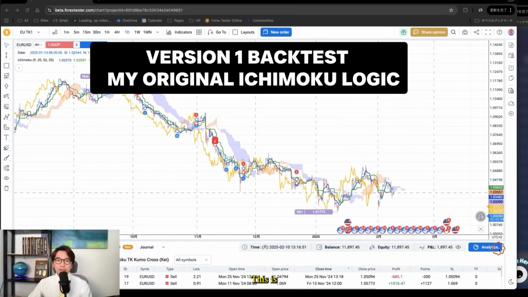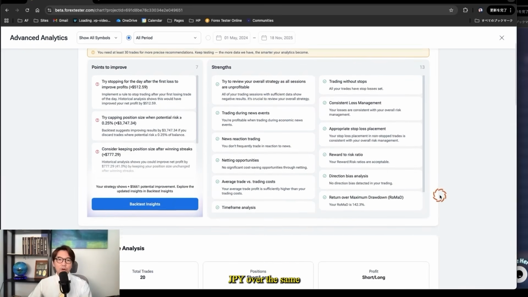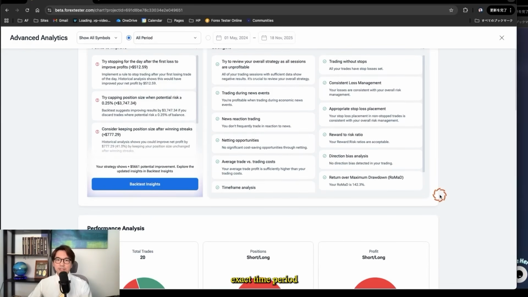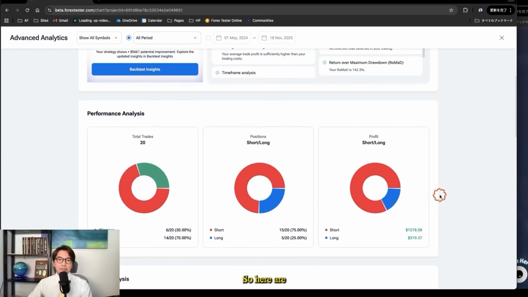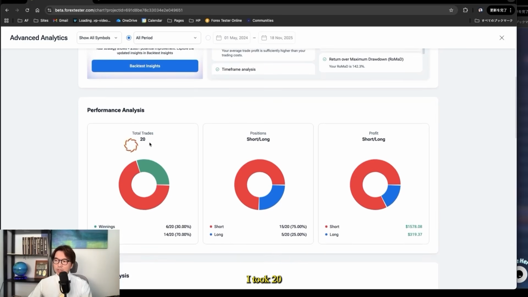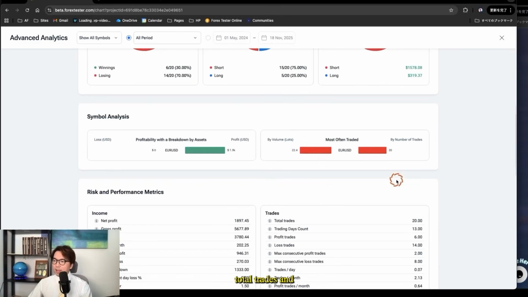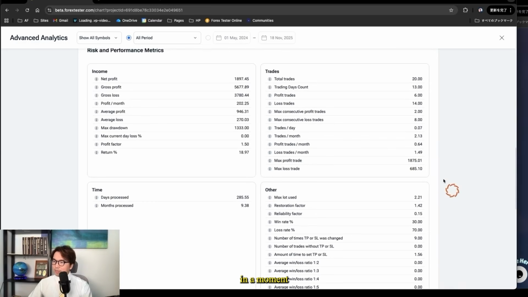This is the backtesting based on one of my Ichimoku logics. Nothing too fancy, but structured. I tested GBP/JPY over the same exact time period I used later for version 2. So here are the results of version 1. I took 20 total trades, and let me show you the stats in a moment.